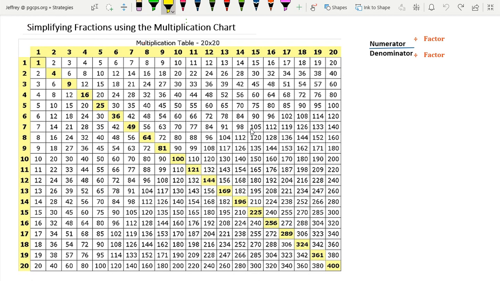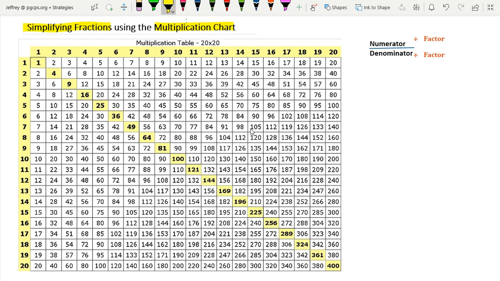So if you haven't mastered simplifying fractions yet, make sure that you watch the full length of this video. And also, please memorize, if you can, your multiplication facts. It's really going to help you out. Now, let's talk about simplifying fractions using your multiplication chart.